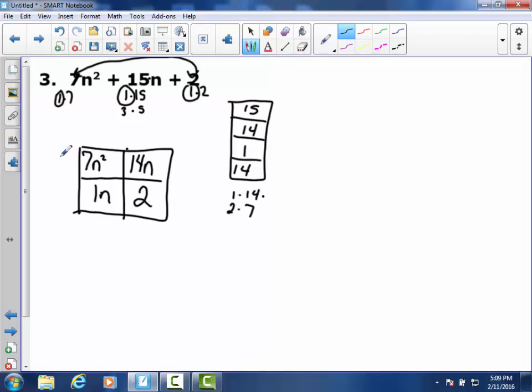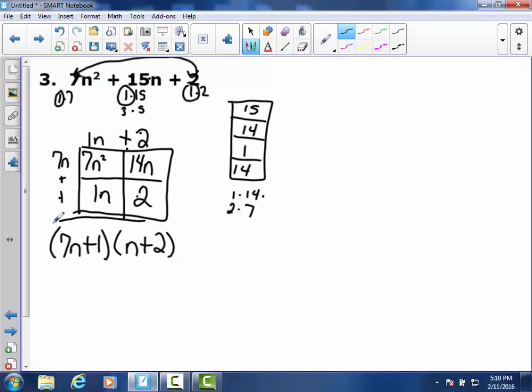Okay, so let's see if that worked out. So how can I get 7? Well, we know it's 1 times 7, so I'm going to have 7n and 1n to get 7n squared. And what times 7 gives me 14? Well, that'd be 2. So 1n plus 2. And then 1n times what gives me 1n? Well, 1. So that's plus 1. And then we check 1 times 2 is 2. So all of those work. So my answer is 7n plus 1 times n plus 2. You can write 1n if you want to, but it's not necessary.